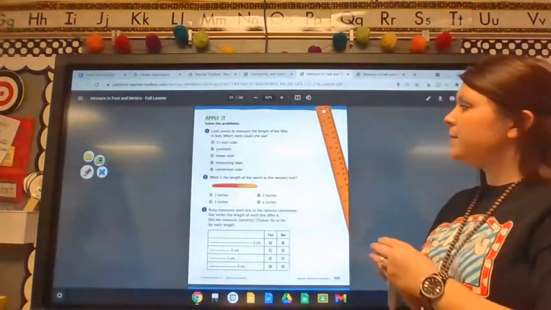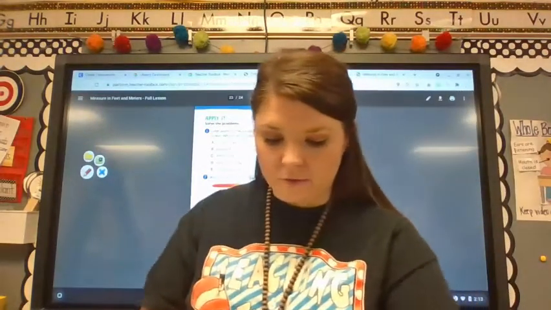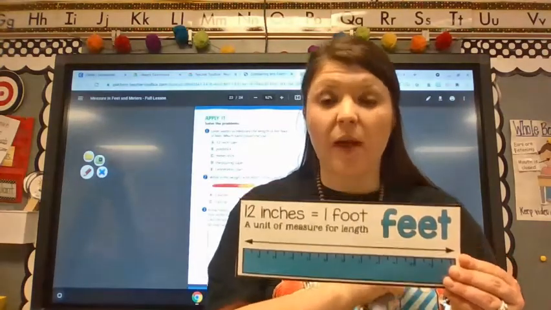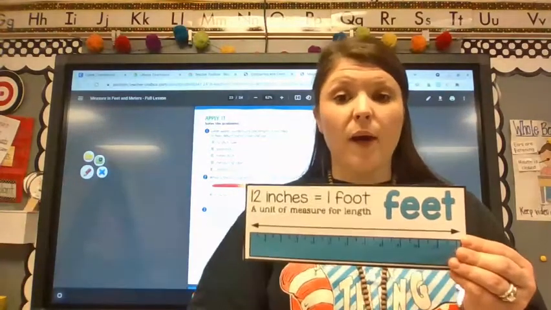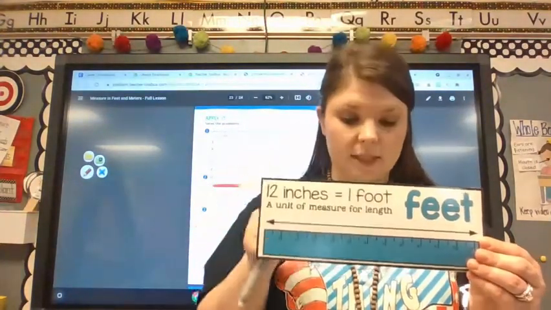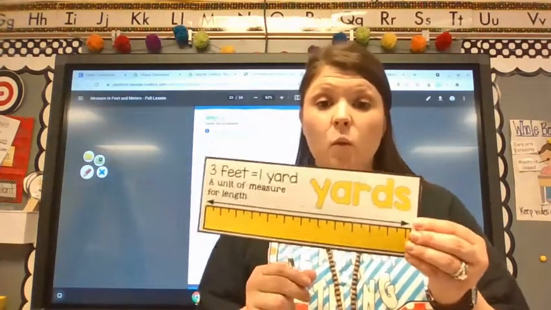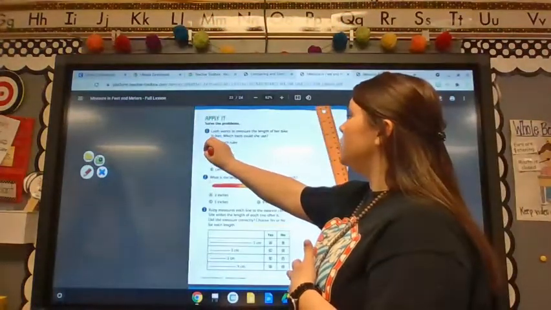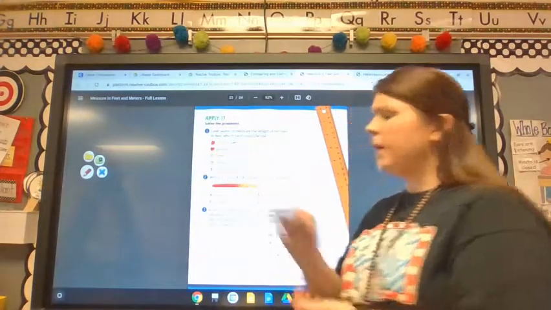All right, so she wants to measure her bike in feet. When I'm thinking about feet, I'm thinking about 1 foot being 12 inches. So if I have multiple 12 inches, then that is where I get feet, right? So 12 inches equals 1 foot, and then 3 feet equals 1 yard, okay? So I know that feet is measured in inches. So I could use a 12-inch ruler. I could use a yardstick. Could I use a meter stick?